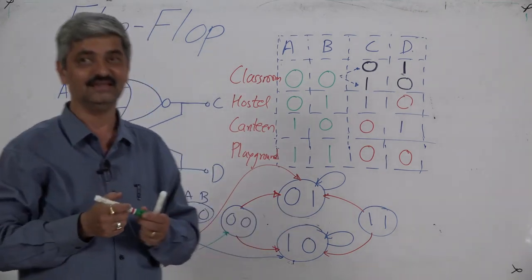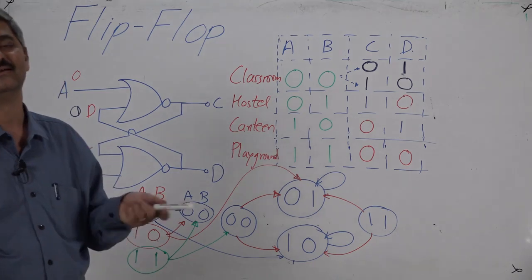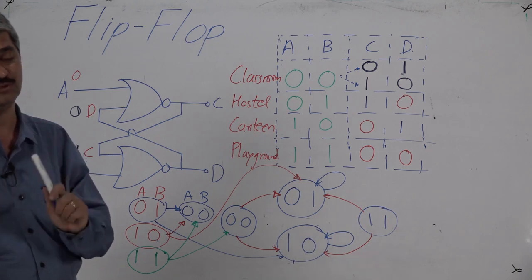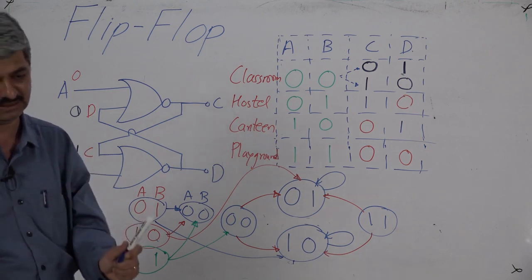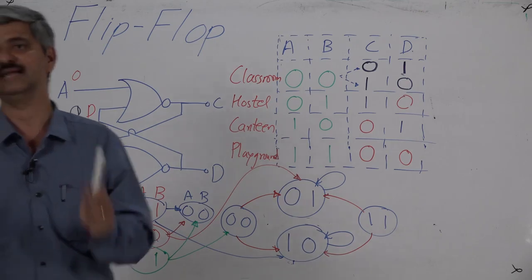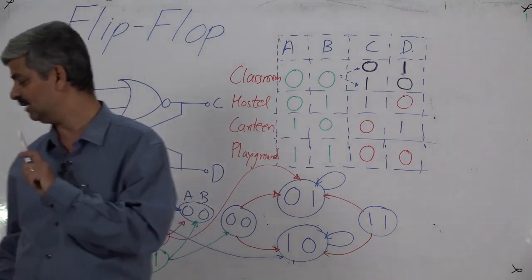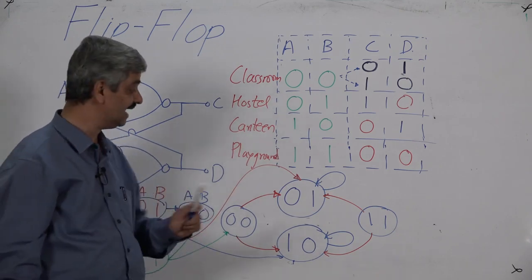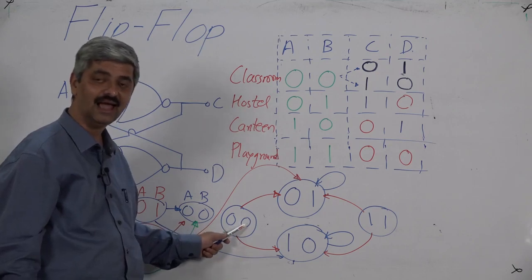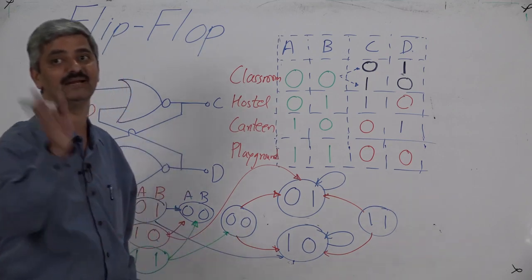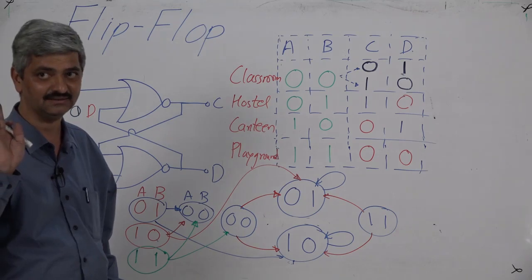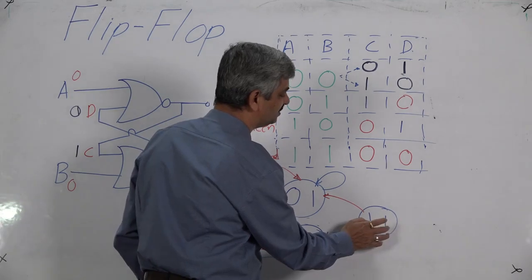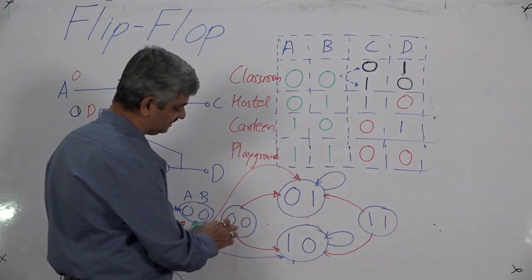So, if the last state was 0, 1, then for A equal to 0 and B equal to 0, if the last output state was 0, 1, that will be maintained. If the last output state was 1, 0, that will be maintained. If the last output state was 0, 0, that will not be maintained, and where I will end up, I can't predict.